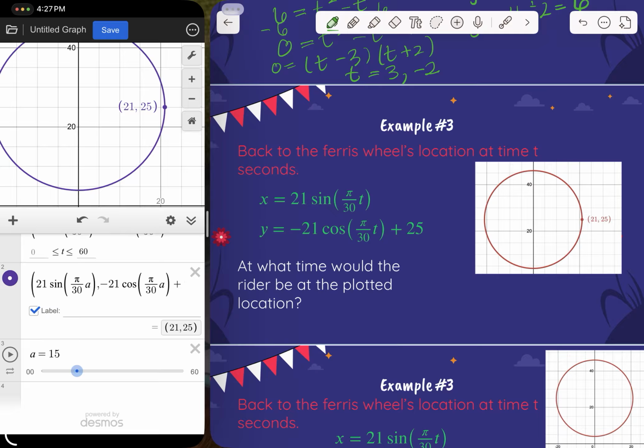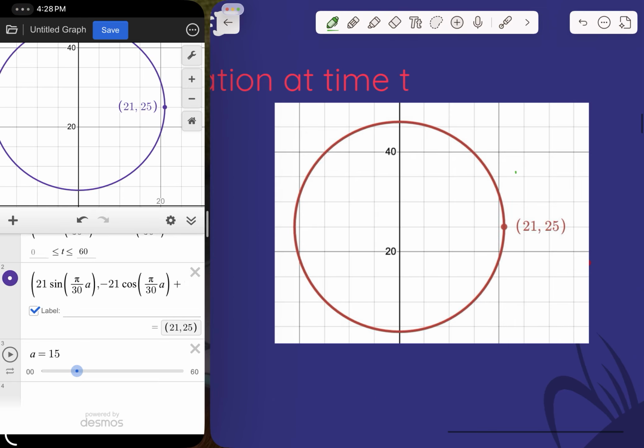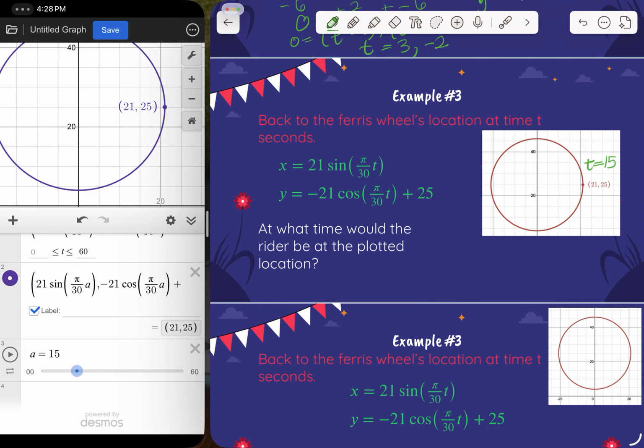A equals 15. Now remember, A is really our time. And we're going to say at what time? 15. And if I remember correctly, this was seconds. Okay. So what did I do? I moved the slider of A until I hit the point 21, 25.